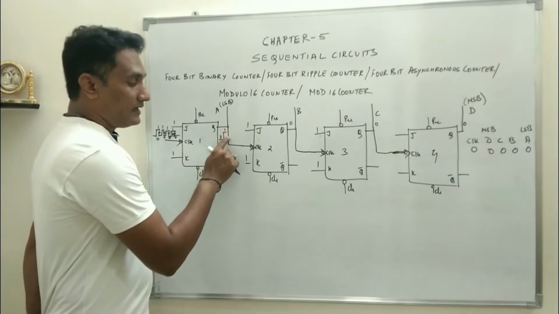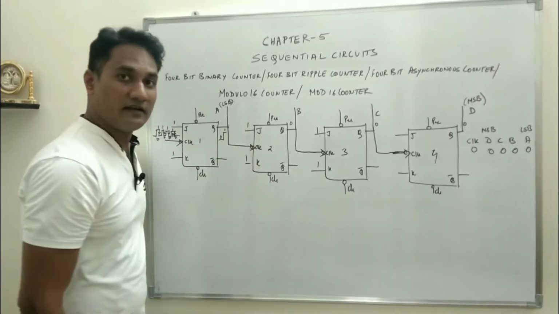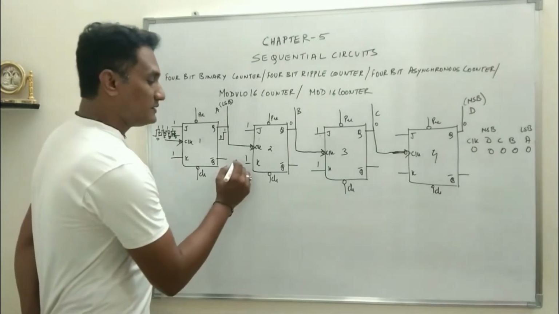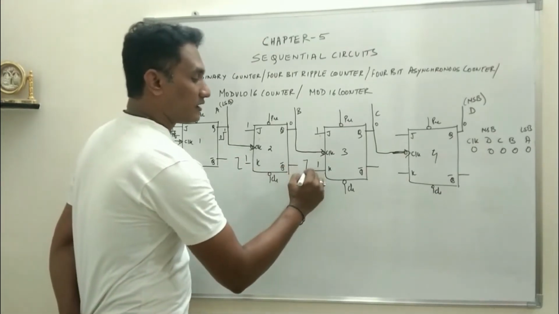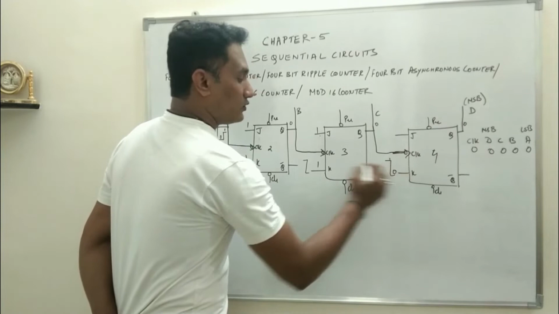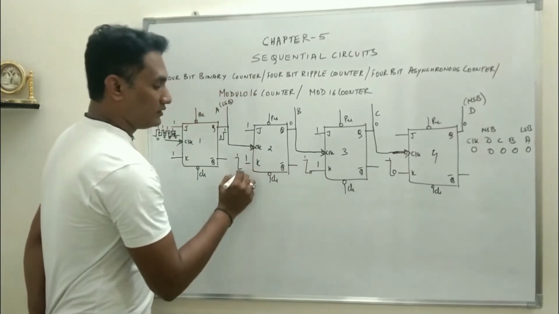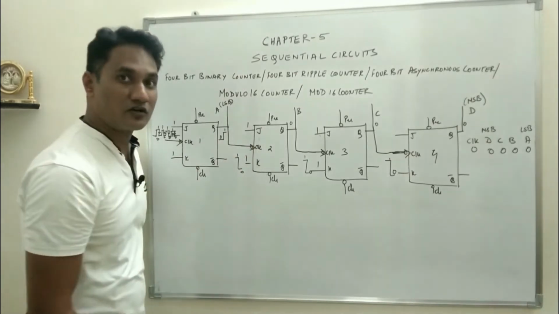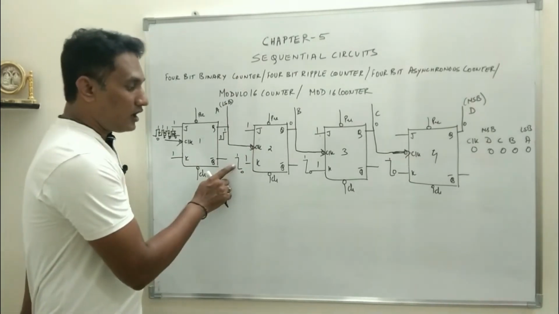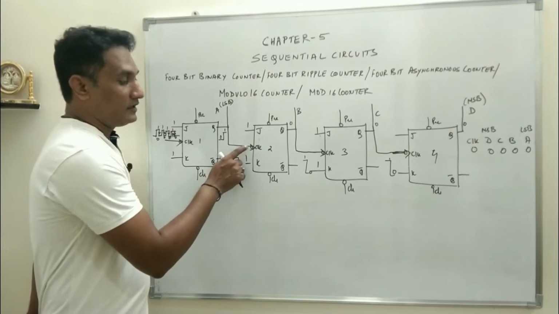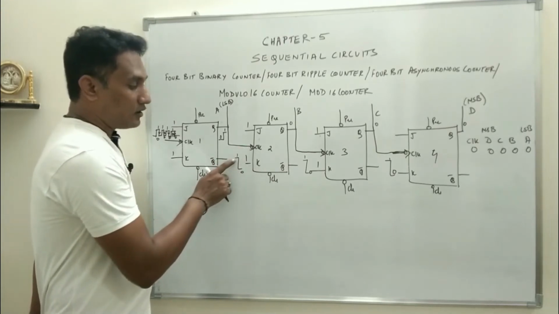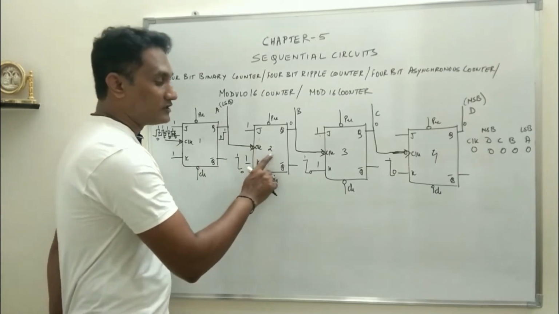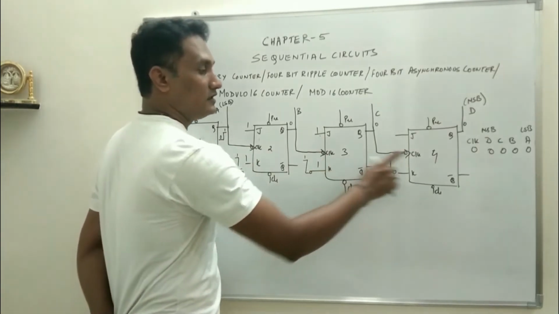And the same A is given as clock input for the second. But all these clock inputs are negative edged. Negative edge means they will be triggered when the clock goes from 1 to 0. But what happens now? A is changing from 0 to 1. Will that have any effect on 2? Of course not, because the clock will be activated only when the clock goes from 1 to 0. Now A is going from 0 to 1, so no effect on 2. If there is no change in 2, there will be no change in 3 and 4.